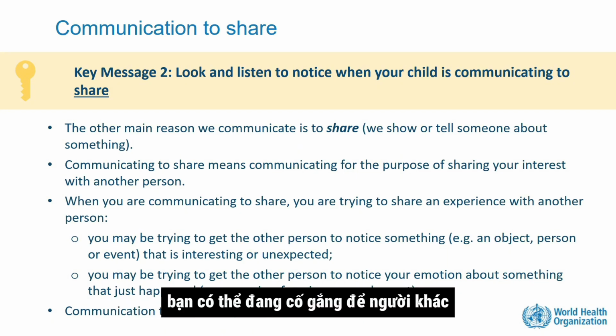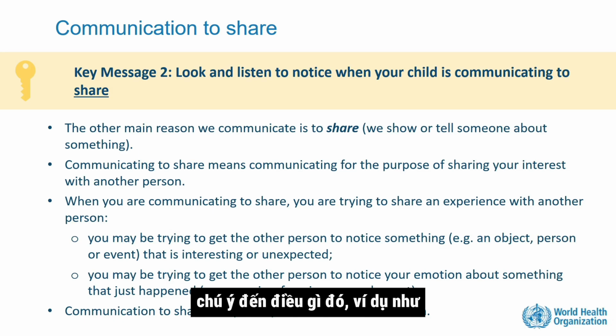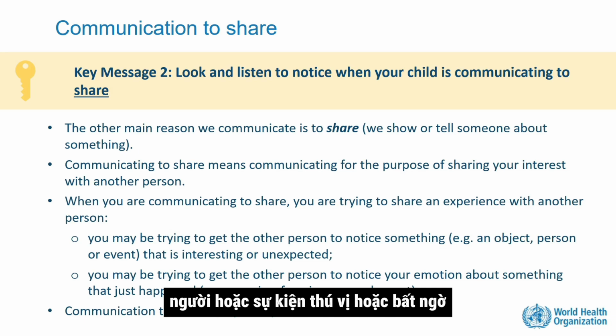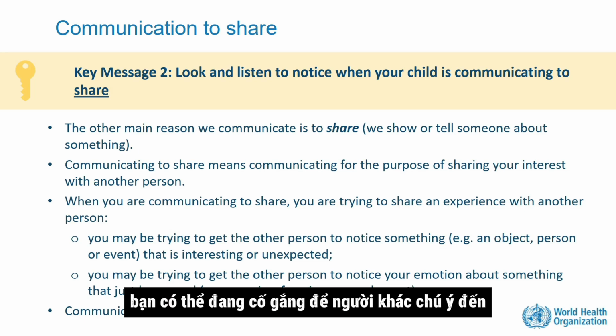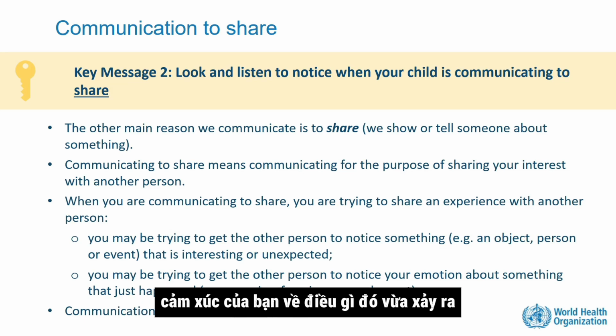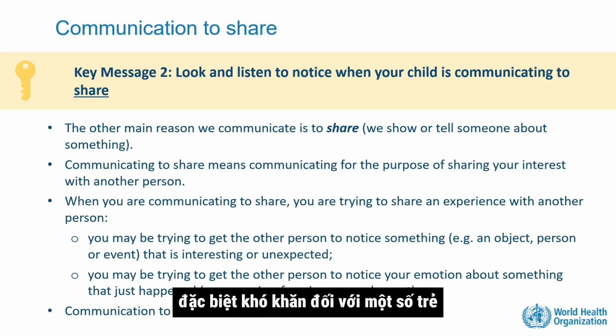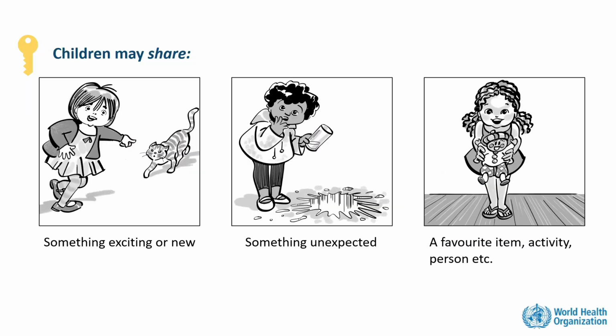You may be trying to get the other person to notice something, for example, an object, person, or event that is interesting or unexpected. You may be trying to get the other person to notice your emotion about something that just happened, for example, surprise, fear, joy, or puzzlement. Communication to share is especially difficult for some children.